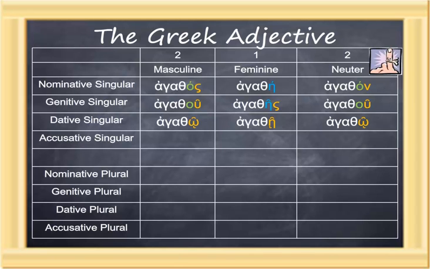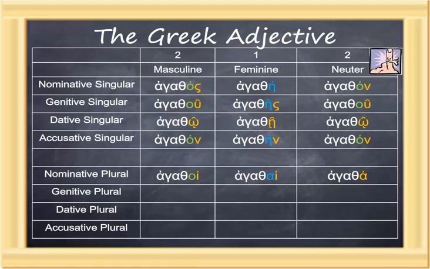The dative singular endings, agatho, agathe, agatho, should be quite familiar by now. The omicron in the masculine and neuter has been lengthened to an omega, and the case ending, the iota, subscripts. In the first declension, the feminine, we have an eta with an iota subscript. Accusative singulars, agathon, agathen, agathon. And by now you should see how the pattern flows.